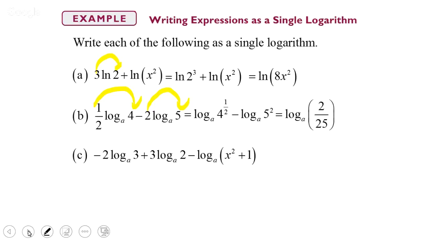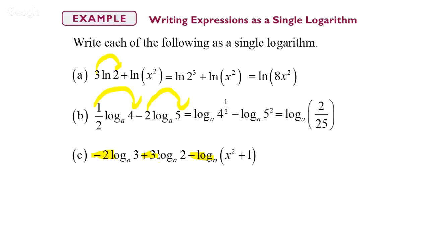Letter C. Well, let's look at what's going on here. I have a minus 2 here. I have a minus log, and I know minus means division, plus means multiplication. Well, think of it more this way: think of your positive stuff on top and your negative stuff on the bottom. When you do this problem, if you think of it that way, where all your positive stuff is on the top and all your negative stuff is on the bottom, it makes the problem a lot easier.